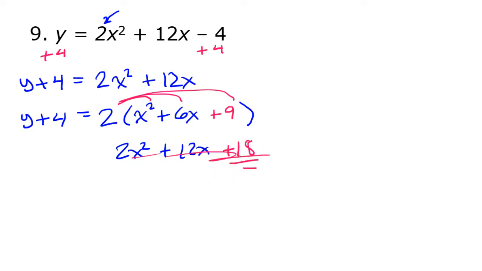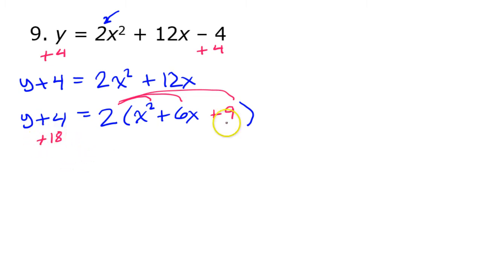Now we're not going to do the distributive property. But the reason why we have to look at it that way is so we know what to add on the left-hand side. So this 9 is really 2 times 9, so it's really 18. So I need to add 18 to the left side as well to keep the equation balanced. Alright, that's the trickiest part. I added 9 here, but I need to put 18 on the other side because it's really 2 times 9.